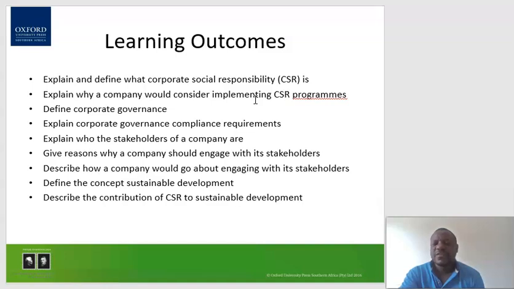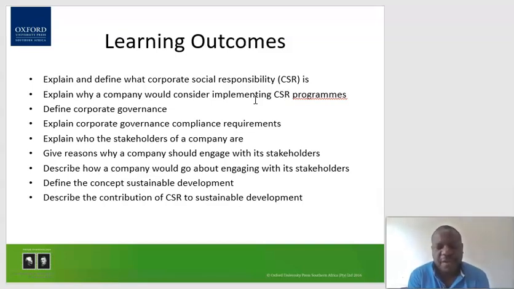Also to understand who the stakeholders of a company are and give reasons why a company should engage with its stakeholders. Like when a company wants to give back to the community, when they want to contribute to the common good of the society, why is it necessary for them to engage with the stakeholders before they just dump whatever they think is needed in the society without engaging with them? Also, you should be able to describe how a company would go about engaging with its stakeholders, like the stakeholder engagement process, as well as the principles of engagement.